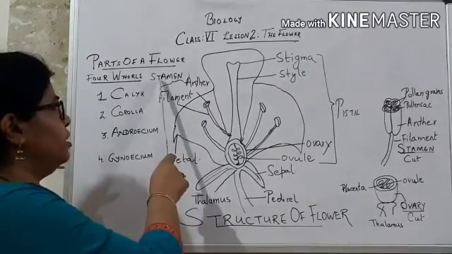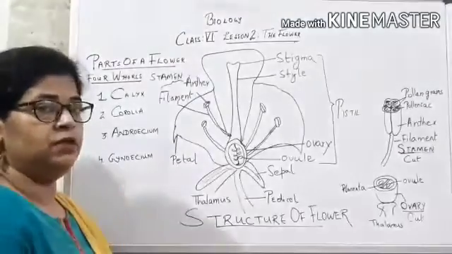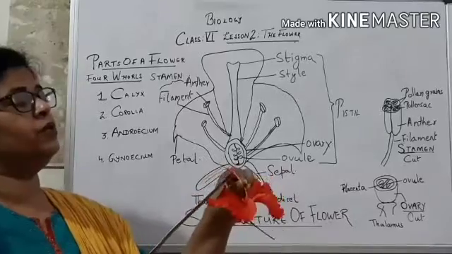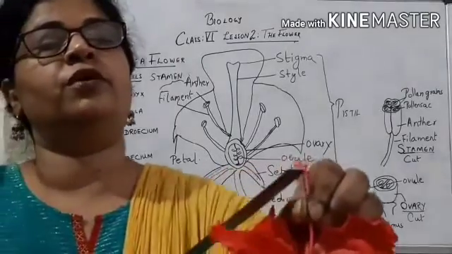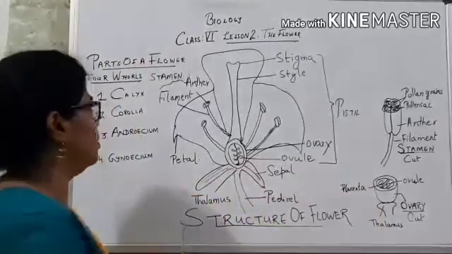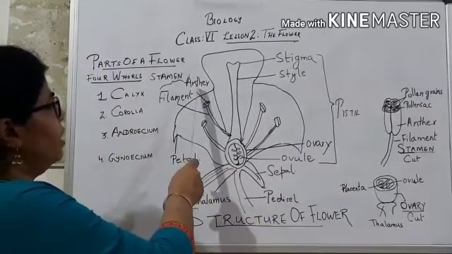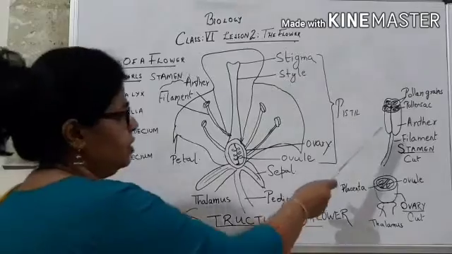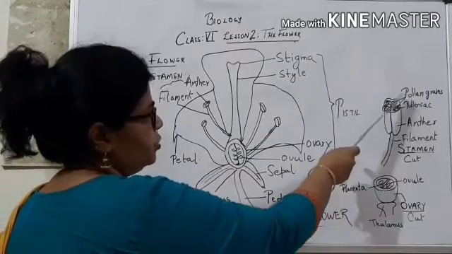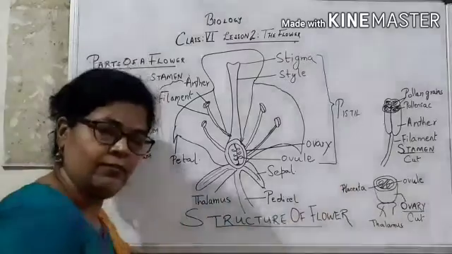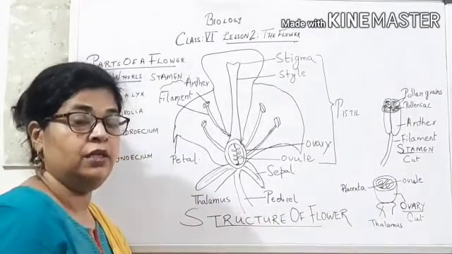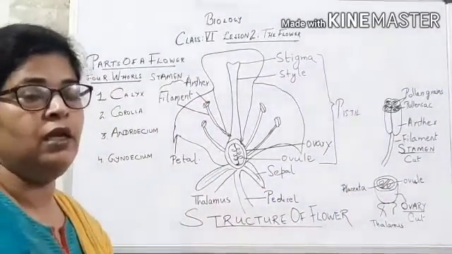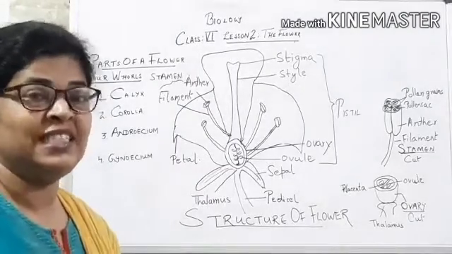Androecium is also called stamen. It is the male part of the flower. This here is androecium. You can see yellow structures over here. These are the androecium, the stamens. It is made up of 2 parts, anther and filament. When a stamen is cut lengthwise, it shows pollen sacs inside. Pollen sacs are the bags containing pollen grains, inside which is found the male gamete, the male reproductive cell.